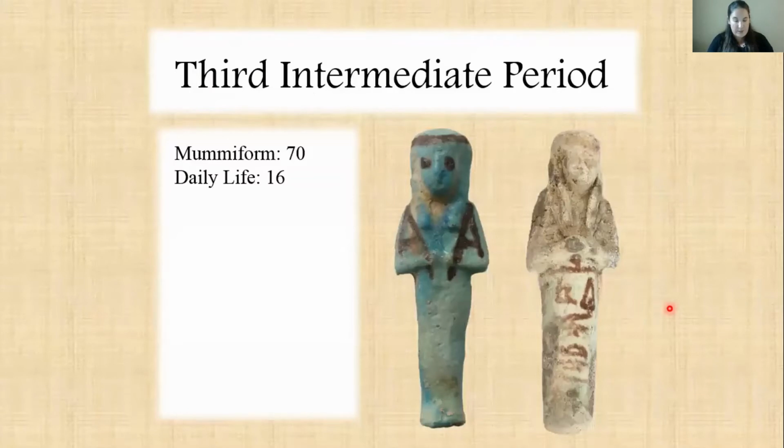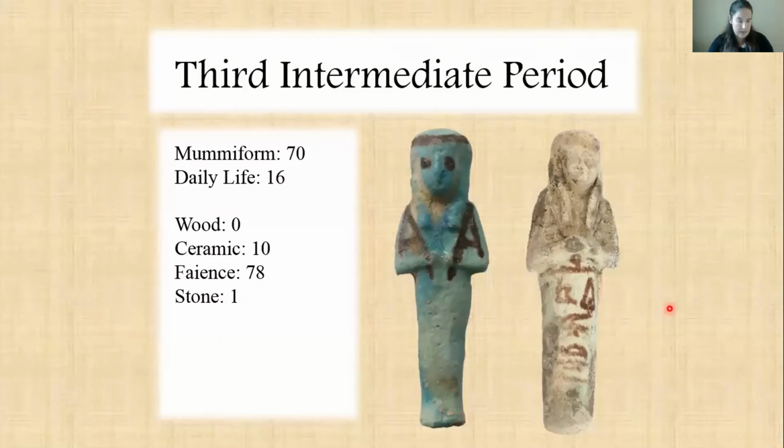Moving into the Third Intermediate Period, there are 89 examples in the Egypt Center. 70 are clearly mummiform, while 16 wear the dress of daily life. At this point, wood completely disappears from the Egypt Center collection, and there's a rise in the less expensive materials of ceramic and faience. The one stone example is unusual for the Third Intermediate Period and may in fact date to a transition. So it will need more attention when we can possibly access the objects again.